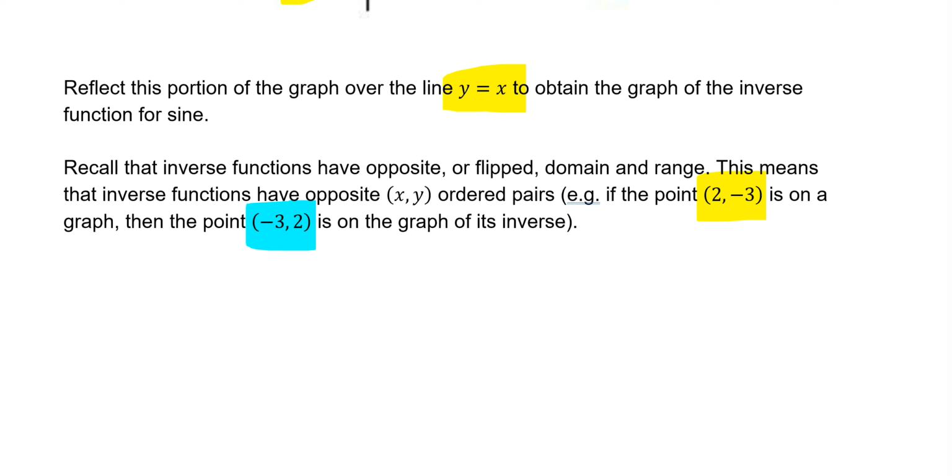So once again, just recapping a couple inverse function properties. In order for a function to have an inverse function, it has to pass the horizontal line test. In this case, we had to restrict the domain for sine. In order to determine the graph of the inverse function, we have to reflect it over the line y equals x. And inverse functions have flipped domain and ranges, meaning flipped ordered pairs.